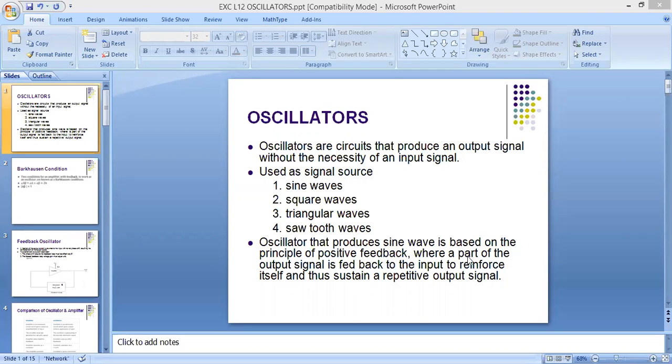Here, part of the output signal will be fed back to the input to reinforce itself and thus sustain a repetitive output signal. It means we can use the oscillator to reinforce the output signal, and we take that output signal to the input as positive feedback. So here in the oscillator there is no need of external input. Here we are taking the output as feedback to the input. So this is the oscillator.